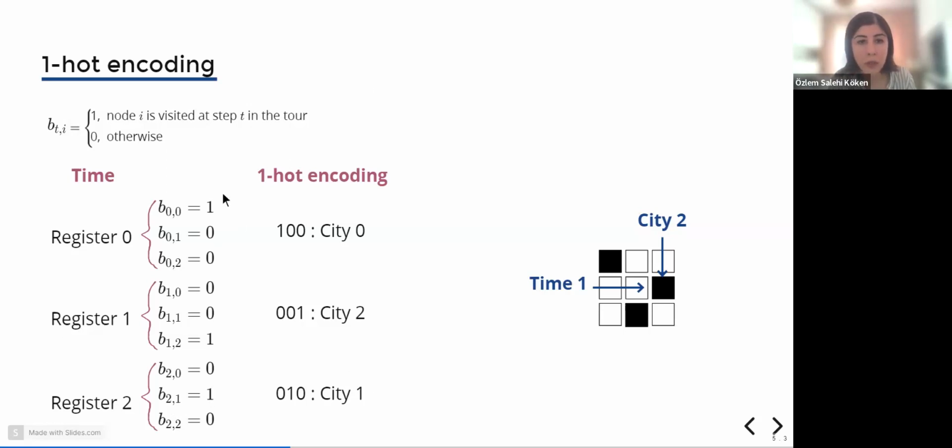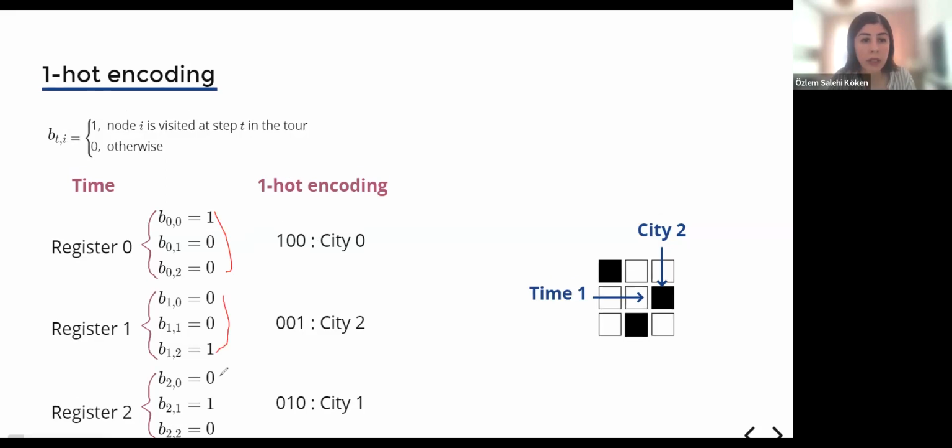And here, if you read this, like 100, 001, and 010, this is called one-hot encoding. Why? Because exactly one of those bits is set to 1. And on the right-hand side, you also see another representation.